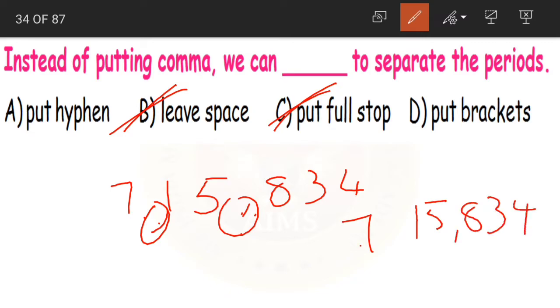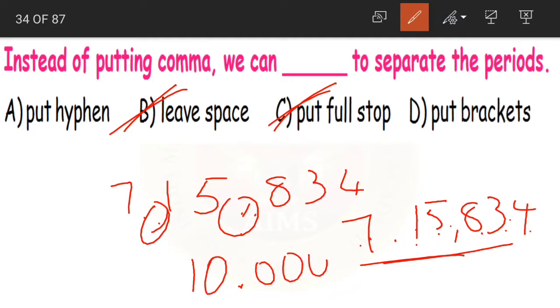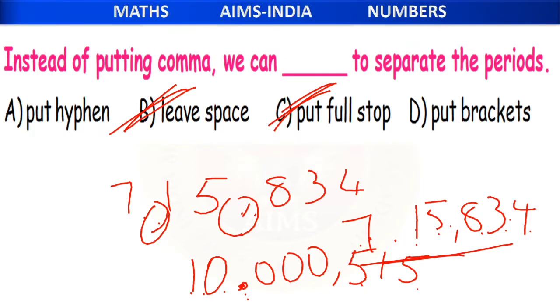Okay, 7 space 15 comma 834. Now what does this mean? This means 7,15,834 only. We do not use this, but internationally, some countries use this comma or also use full stop. Say 10, yes, what will this be? 10 crores. Sorry, 10 millions 515. See, they are placing a full stop instead of a comma. So internationally, space or full stop is also used to separate the periods.